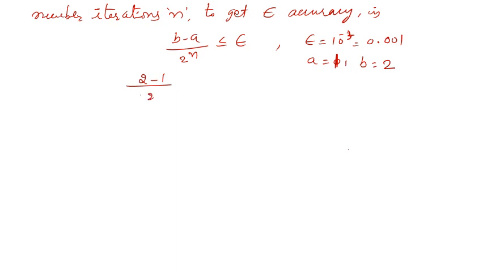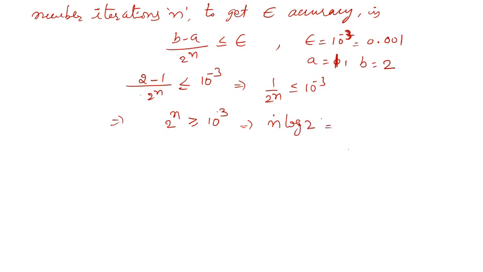So this becomes 2 minus 1 by 2 power n less than or equal to 10 power minus 3. So 1 by 2 power n is less than or equal to 10 power minus 3. This is 2 power n greater than or equal to 10 cube. Then how to calculate the n value? Taking logarithm on both sides, n log 2 greater than or equal to 3 log 10. So n is greater than or equal to 3 log 10 by log 2.